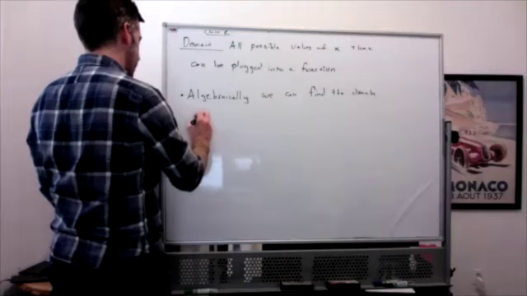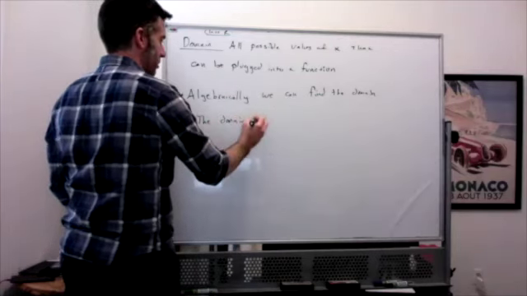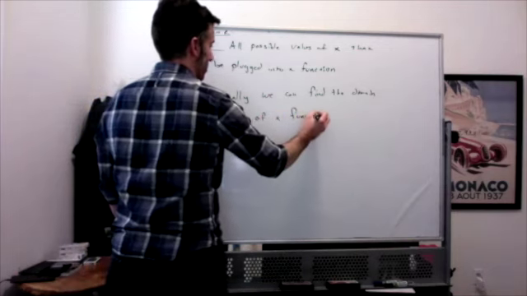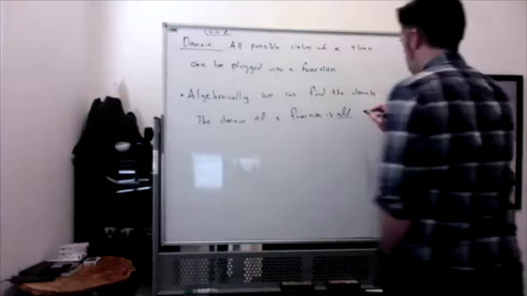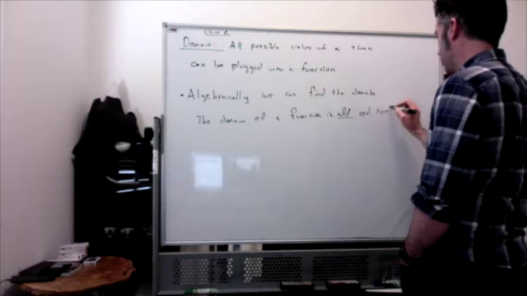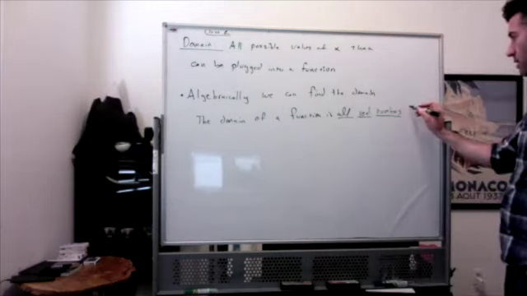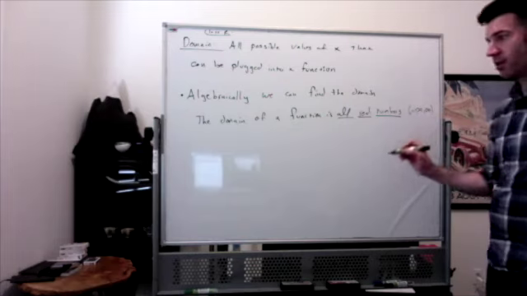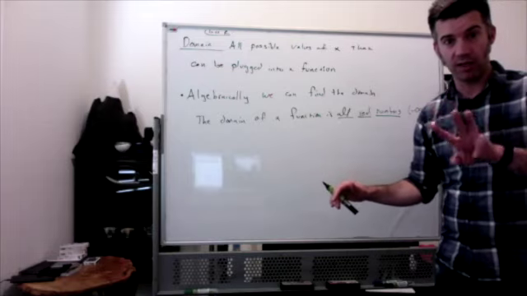So what we say is the domain of a function is all real numbers, which we often write as the set of numbers from negative infinity to infinity, unless one of the following three things happens.